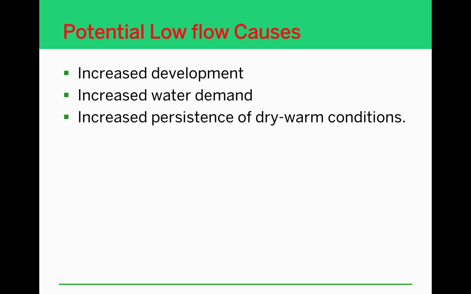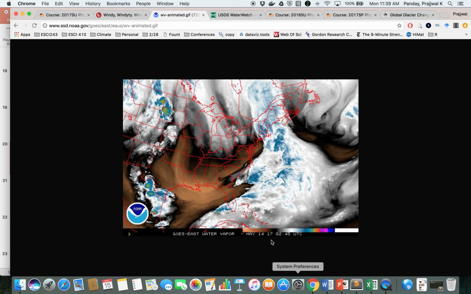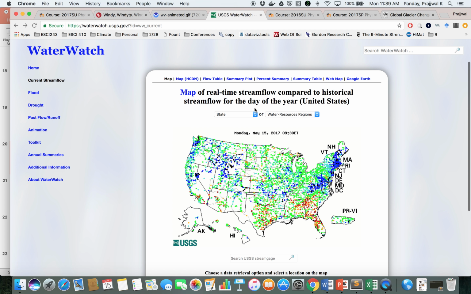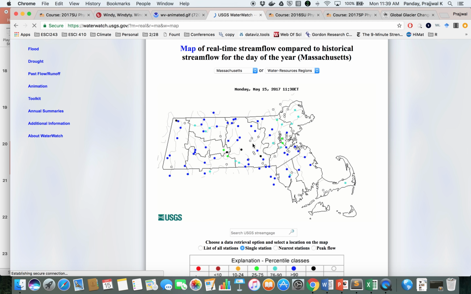So what are the causes of potential low flow in streams? By low flow, I mean how much water is flowing through streams. Before I go into that, let's take a look at the United States Geological Survey. This keeps track of various monitoring stations in streams. If I go into Massachusetts here, these are all of the stations that have real-time streamflow, so how much water is flowing through the stream.